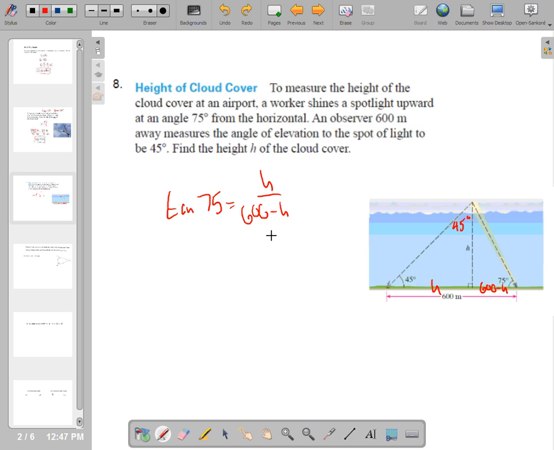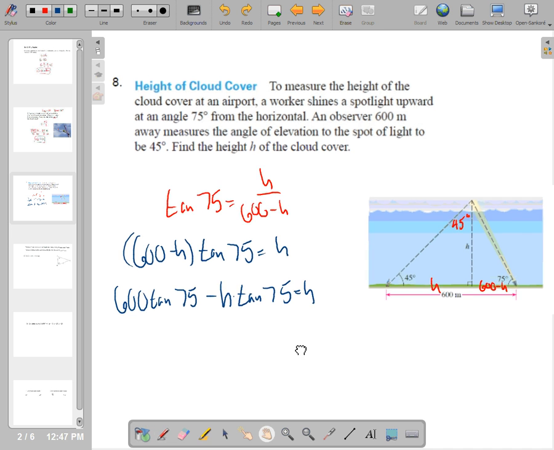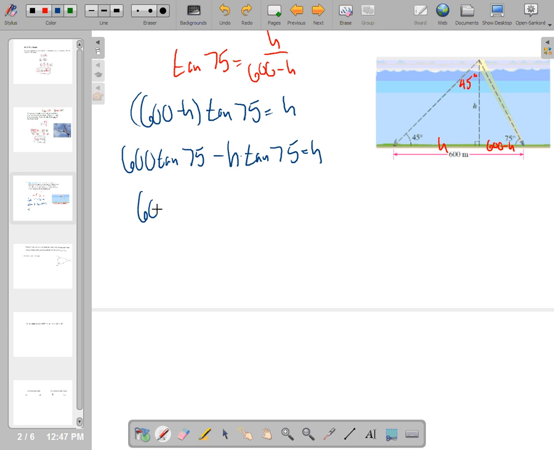And then I'll have an equation here. It only has one variable, so I can solve this equation. It's a little bit tricky to solve. I'm going to need to multiply both sides by 600 minus h. And then I'm going to have to distribute. So this is 600 times the tangent of 75 minus h times the tangent of 75. Then I need to get all my h's on one side, so 600 tangent of 75, that'll be a gross decimal, equals h plus h times the tangent of 75. Now, this is combining like terms. This is 1 plus whatever the tangent of 75 is.